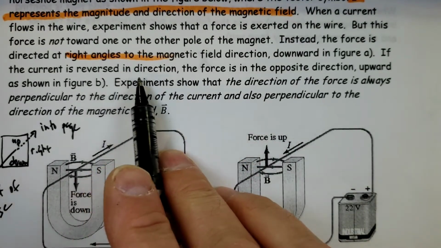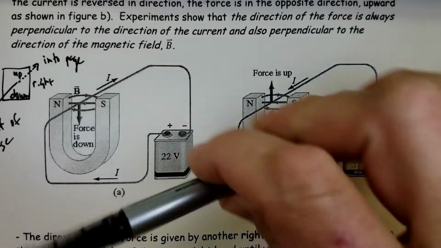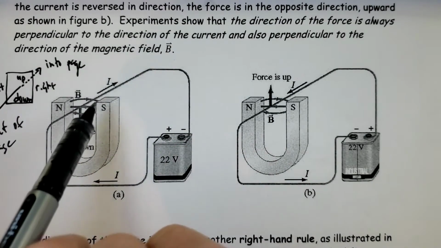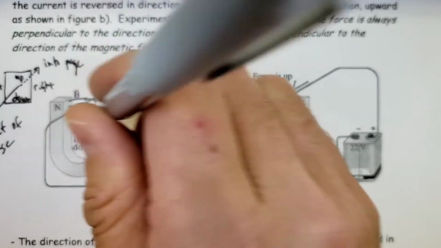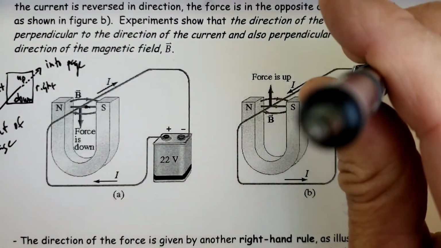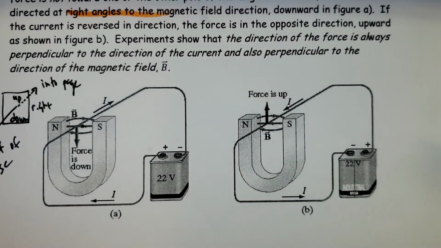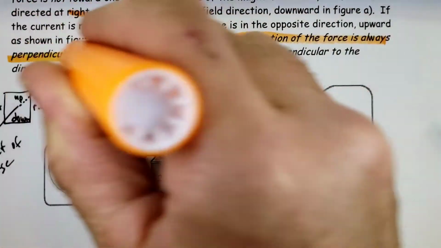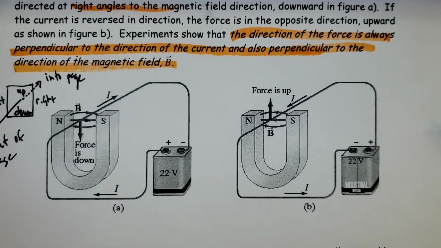If the current is reversed in direction, such as here, in this diagram this wire is going into the page. They tried to draw it three-dimensionally, so the current's going into the page, and in this one, the current is coming out of the page like that. And the force is upwards again. No matter what the case though, the direction of the force is always perpendicular to the current and also perpendicular to the magnetic field. Okay?